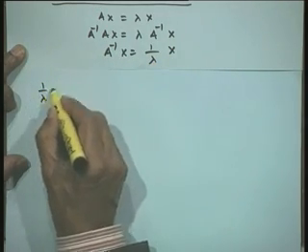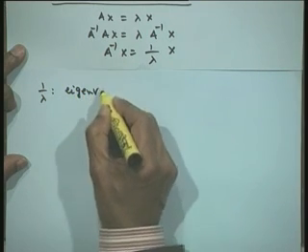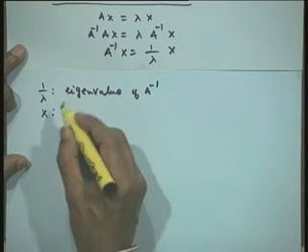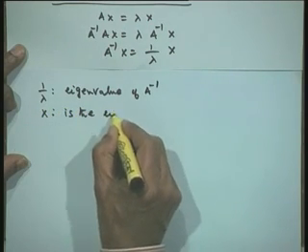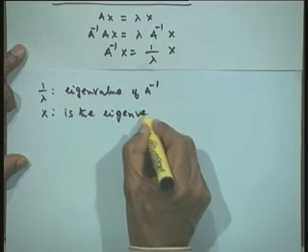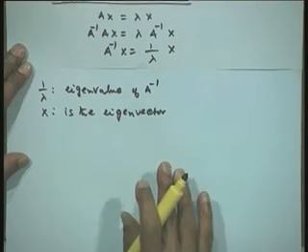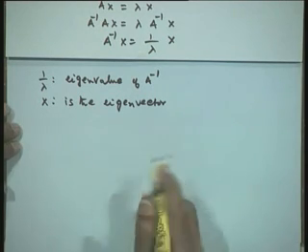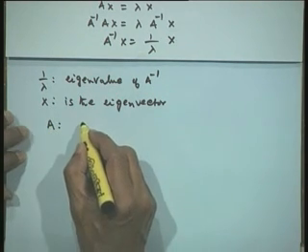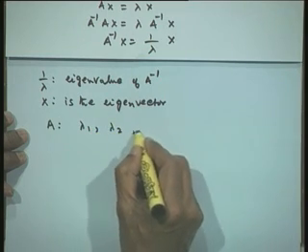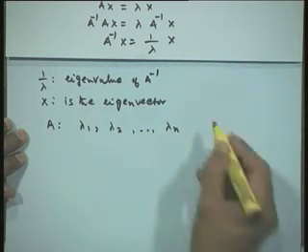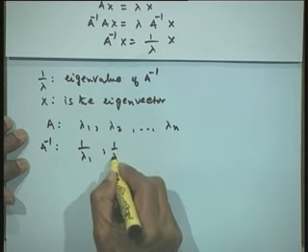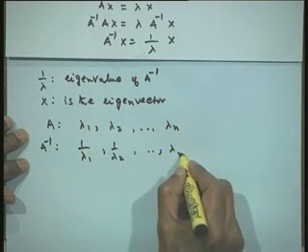Therefore, 1 upon lambda gives the eigenvalue of A inverse. x is again the eigenvector. The eigenvector has not changed, the eigenvector is the same. Now, therefore, if I take a matrix A, it has the eigenvalues lambda 1, lambda 2, up to lambda n, in order, of course, then A inverse has the eigenvalues 1 upon lambda 1, 1 upon lambda 2 and so on, 1 upon lambda n.